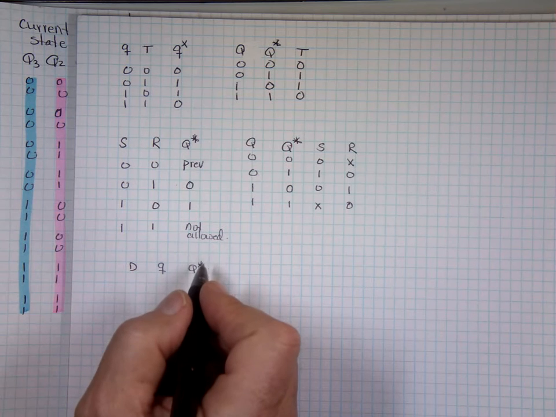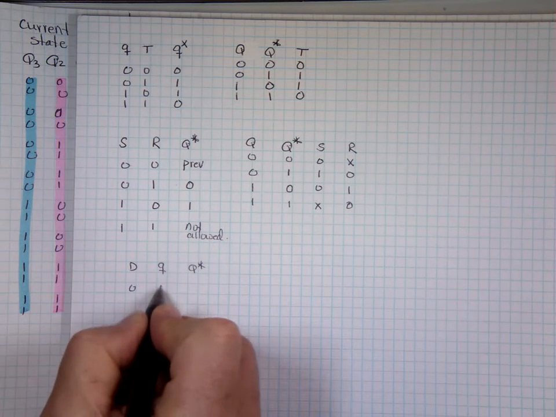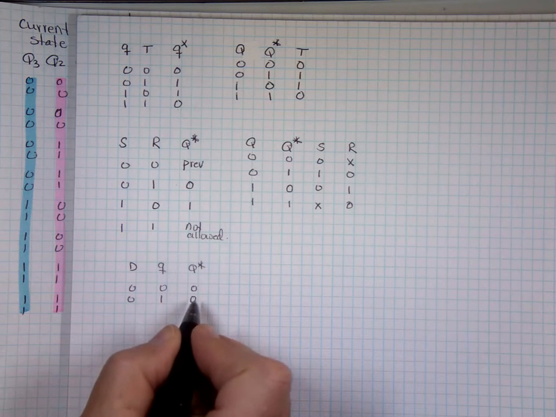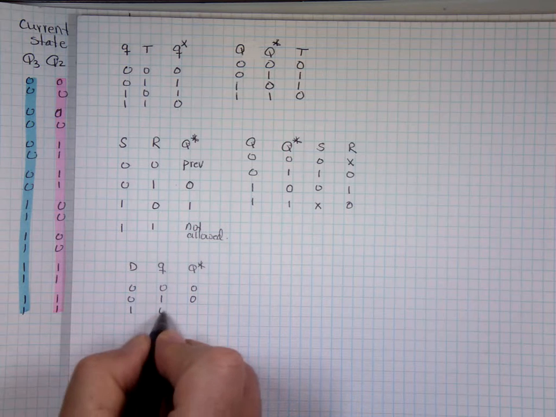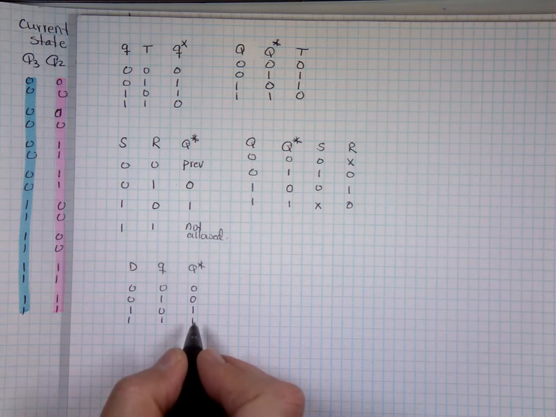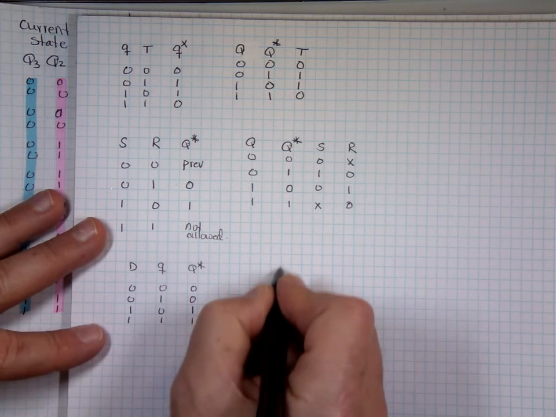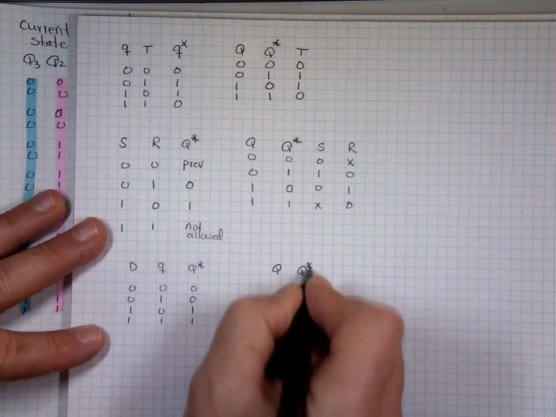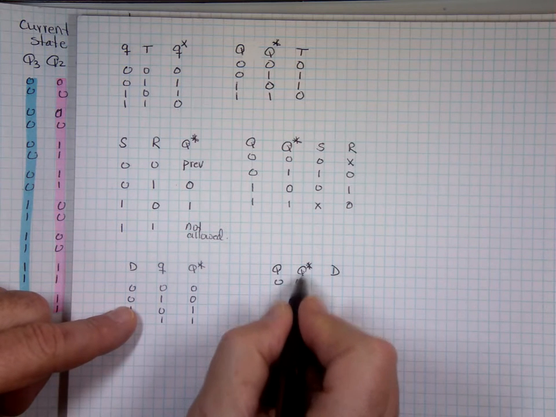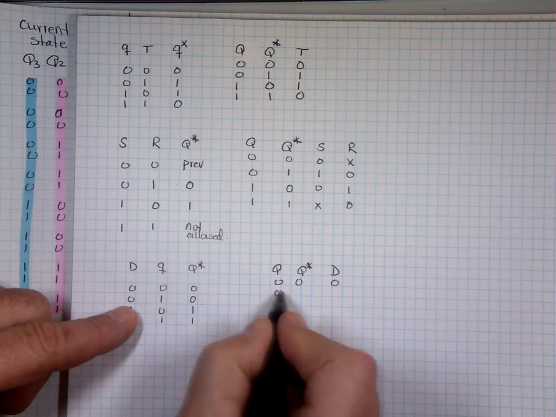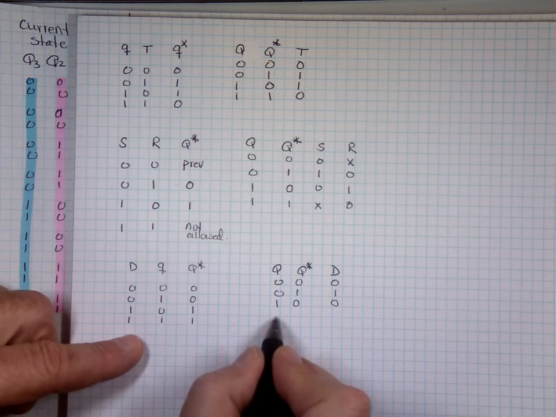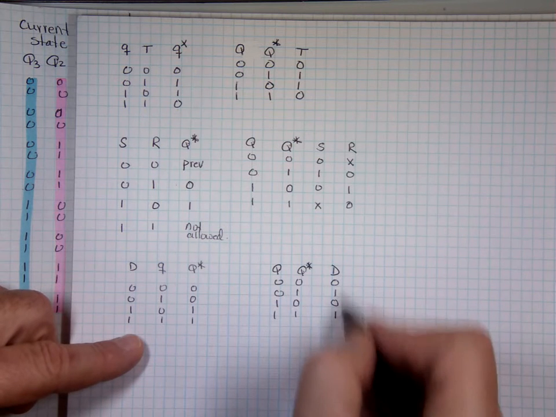If D is 0 and Q is 0, you get a 0. If D is 0, Q is 1, you get a 0. If D is 1, Q is 0, you get a 1. If D is 1, Q is 1, you get a 1. So basically when you look at it, it's whatever D is, right? If you look at it backward, 0 to 0: if Q is 0, you're getting a 0. 0 to 1, that means D is 1. 1 to 0, D is 0. 1 to 1, D is 1. So notice this and this are the same.